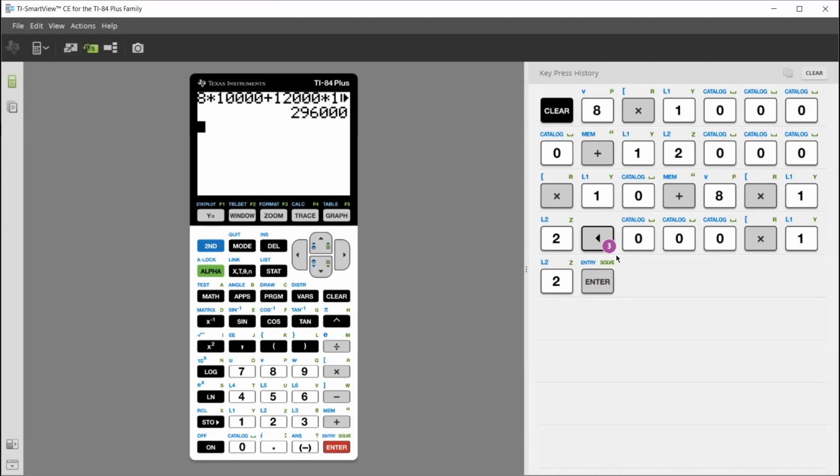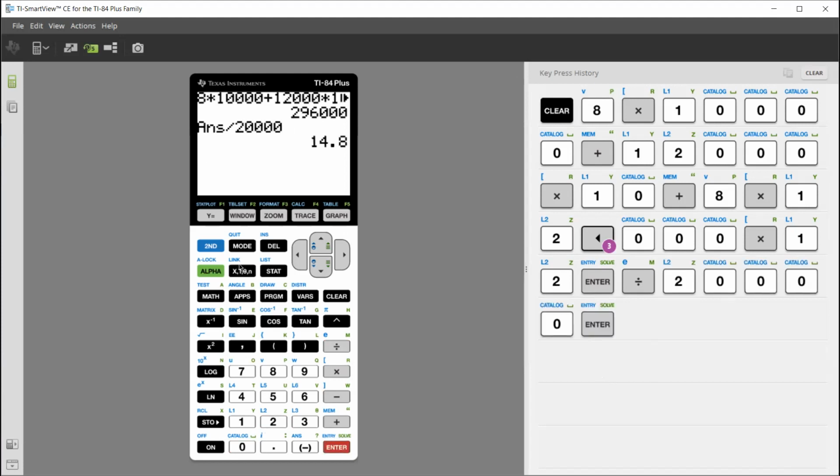The weighted mean, okay. Here, let me show you what happens. If you divide by the sum, now the prices have a sum of 20,000, right? Okay, so if you divide by 20,000 here, you get 14.8.